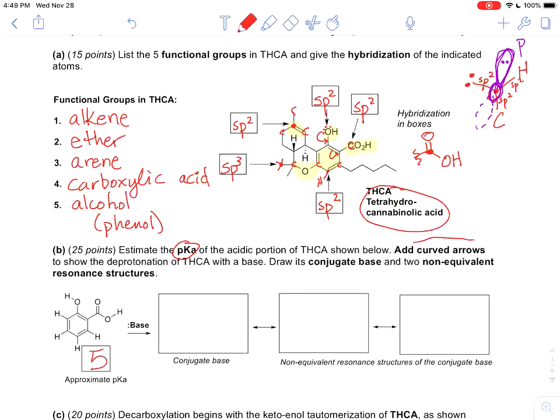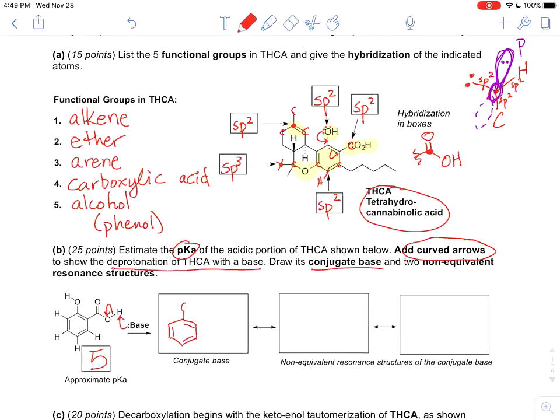So here the next part is to add curved arrows to show the deprotonation of THCA with this generic base. We start at the base, which is electron rich. We end at the hydrogen. Hydrogen can only have 1 bond, so those 2 electrons have to be dumped onto the oxygen. The next part is to draw its conjugate base. So I'm going to leave out all the other hydrogens.